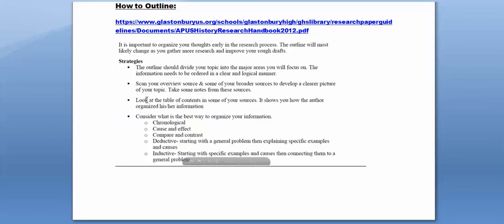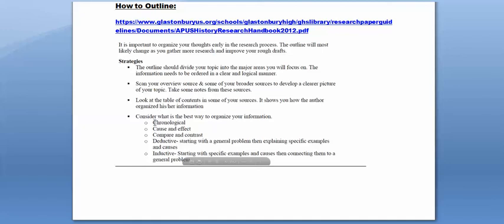It shows you how authors frequently organize their information and may give you ideas of how you want to present. I'm also providing you with a sample outline here, and I have the outline started for you and gave you the structure of it above in your assignment. Remember to consider what is the best way to organize your information.